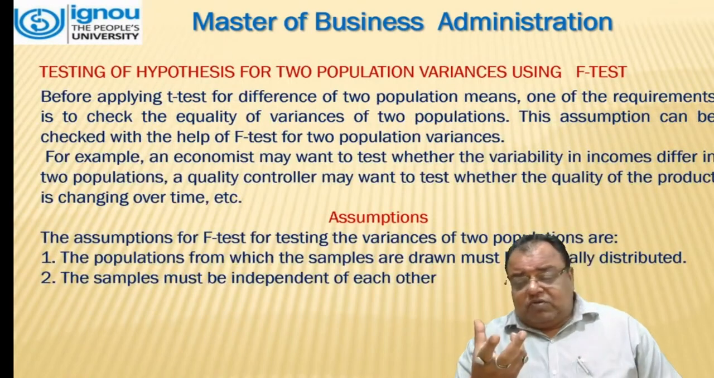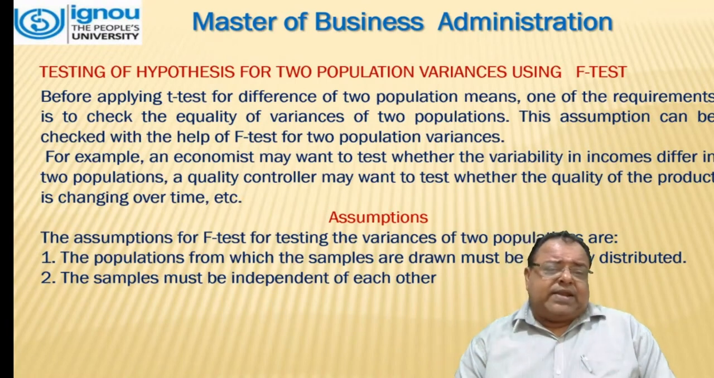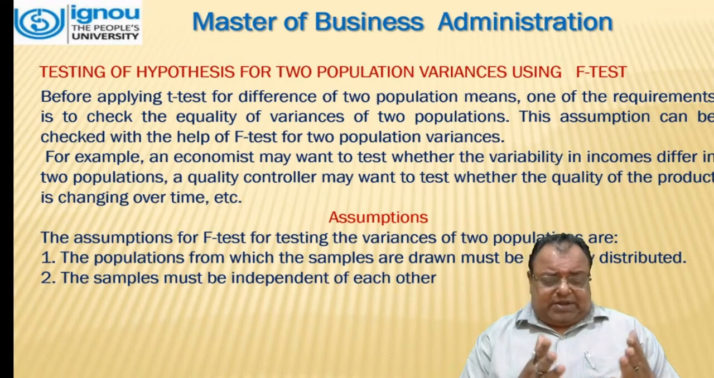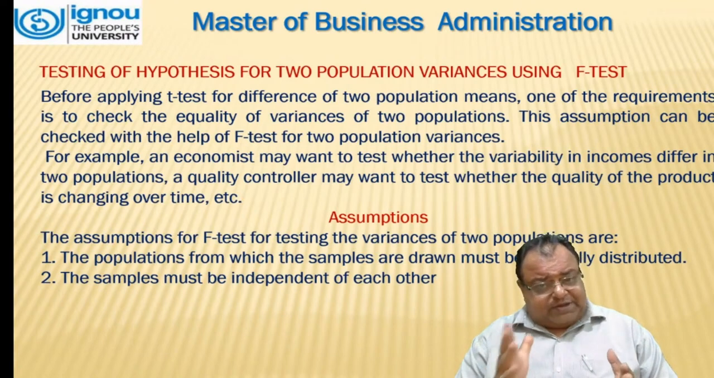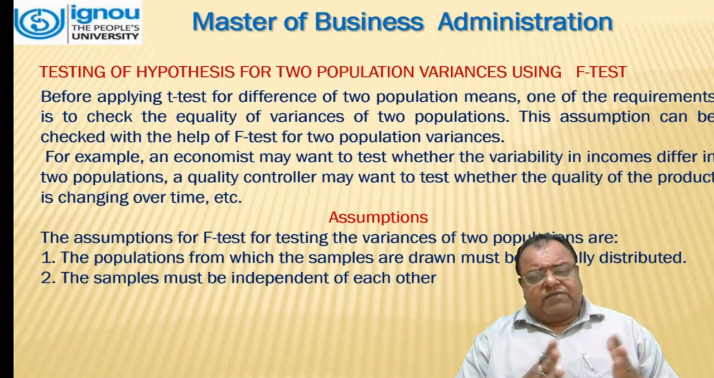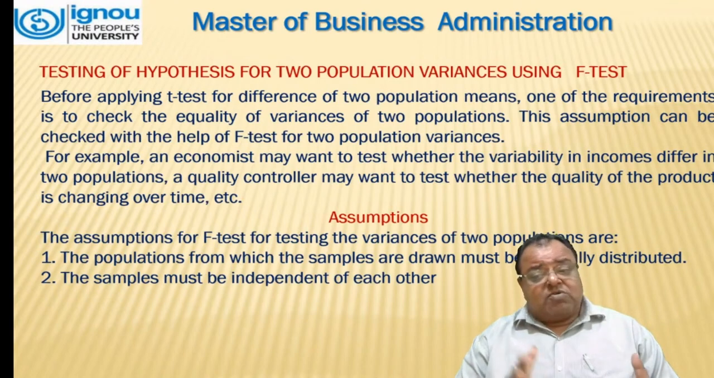Testing of hypothesis for 2 population variances using F-test. Before applying the test for difference of 2 population means, one of the requirements is to check the equality of variance of the 2 populations. This assumption can be checked with the help of F-test for 2 population variances. For example, an economist may want to test whether the variability in incomes differs in 2 populations. A quality controller may want to test whether the quality of the product is changing over time, etc.